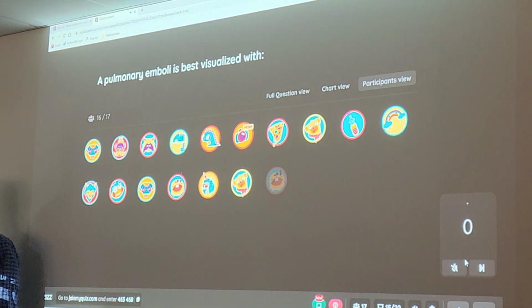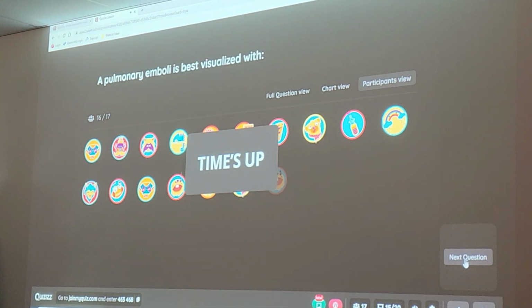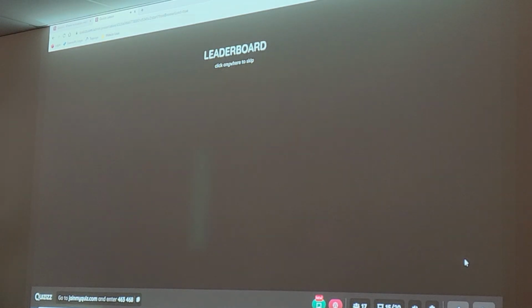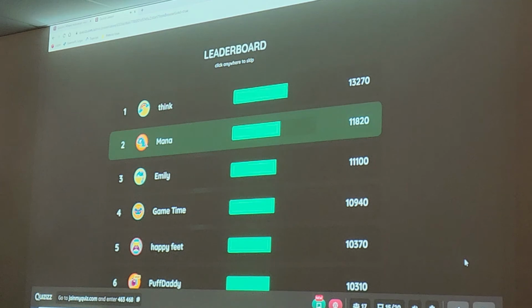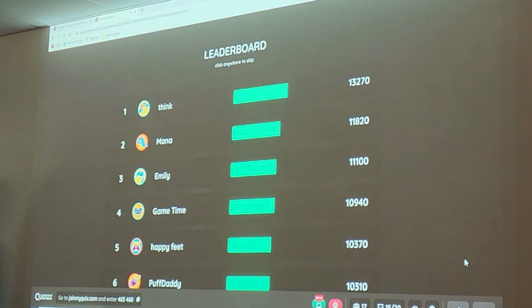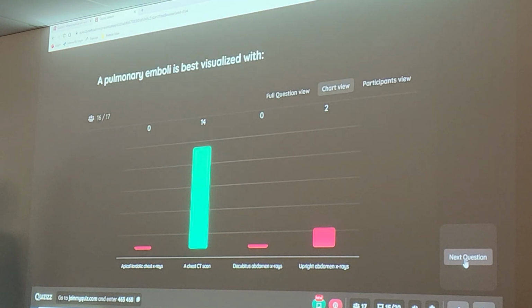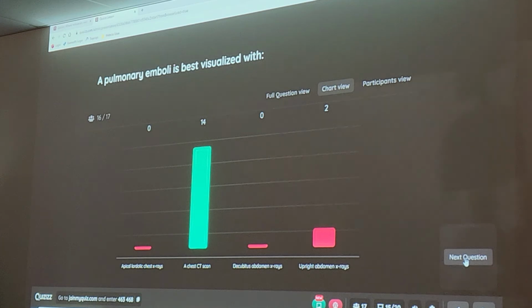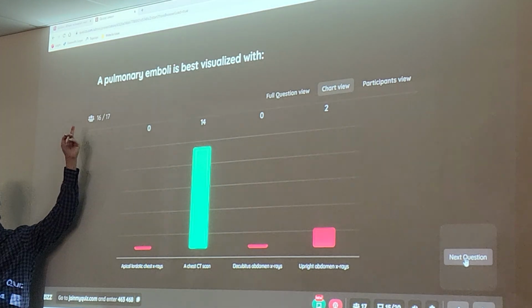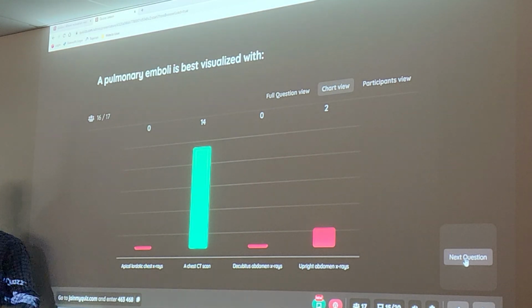Okay, and so correct answer. Let's take a look. CT scan. CT scan. Yes, very good. So chest CT for pulmonary emboli. And once again, just remember, pulmonary tells you that you're dealing with lungs, so you can immediately discount any abdominal x-rays, right? Abdominal x-rays will not demonstrate the lungs.